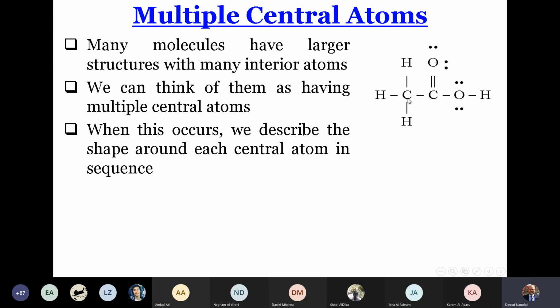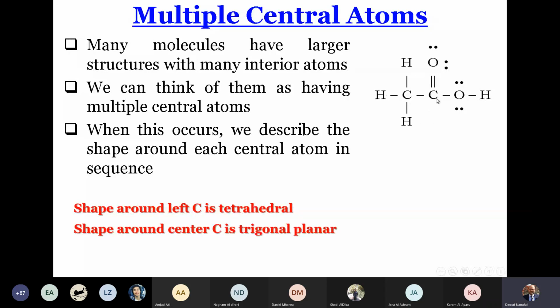So now, for example, in this carbon, the form is AX4E0. So the figure of repulsion is tetrahedral, and the geometry is tetrahedral. The second carbon, the form is AX3E0. So the figure of repulsion with respect to this carbon is trigonal planar, and the geometry is trigonal planar.